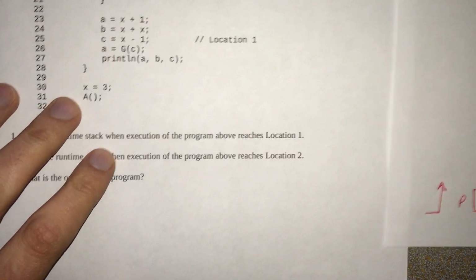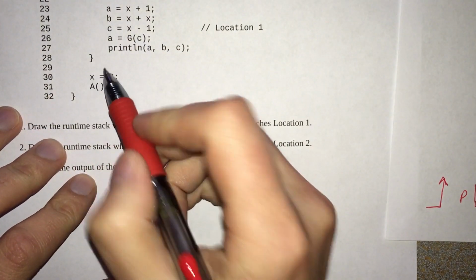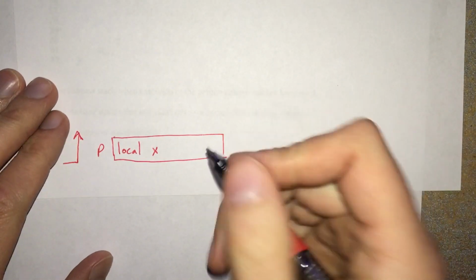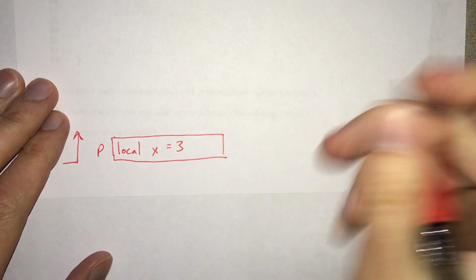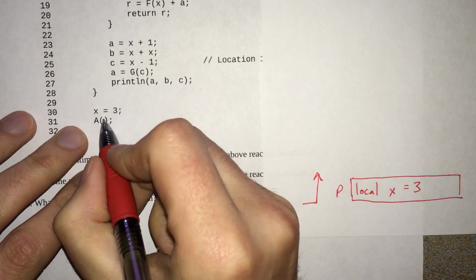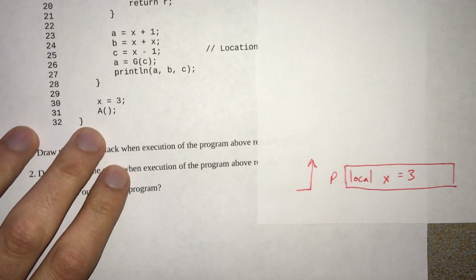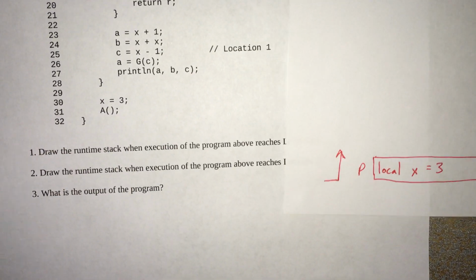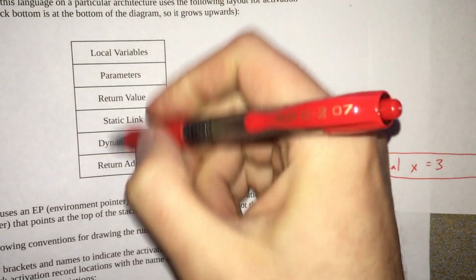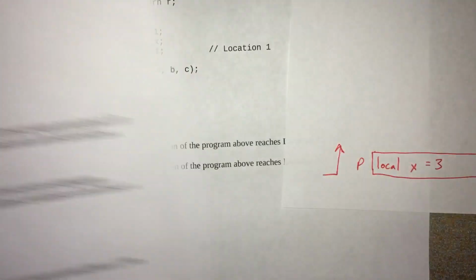Okay, so as we execute the program, we set x to 3. Great, so now we can say that x is equal to 3. And now we call A. So now we're going to be creating a new stack frame for A. You'll want to keep this sheet off to the side because it gives you a quick reference to what the stack frames are going to look like.